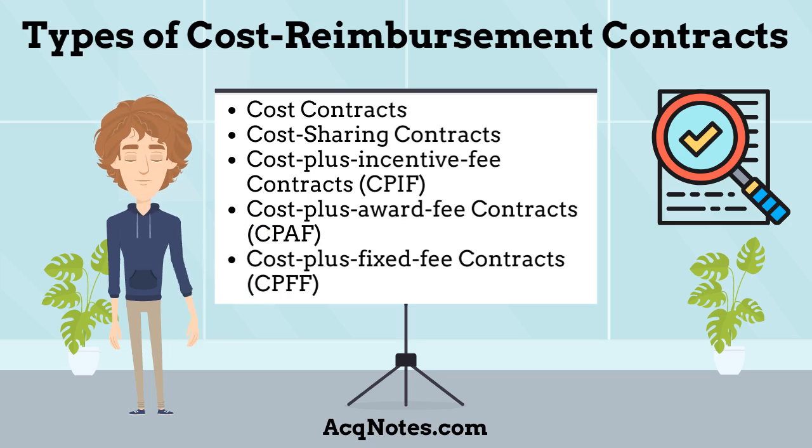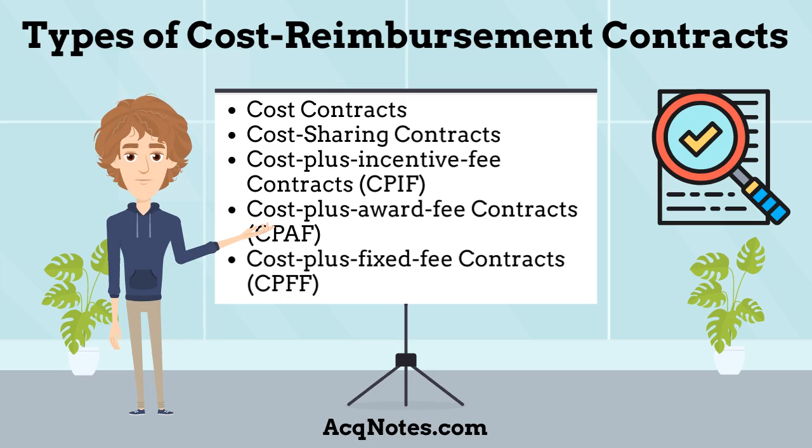Cost-plus incentive fee contracts. A cost-plus incentive fee contract is a cost reimbursement contract that provides for an initially negotiated fee to be adjusted later by a formula based on the relationship of total allowable costs to total target costs. Cost-plus award fee contracts. A cost-plus award fee contract is a cost reimbursement contract that provides for a fee consisting of a base amount, which may be zero, fixed at the inception of the contract, and an award amount, based upon a judgmental evaluation by the government, sufficient to provide motivation for excellence in contract performance.